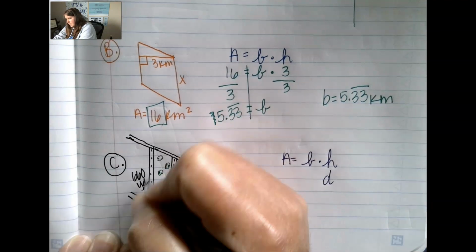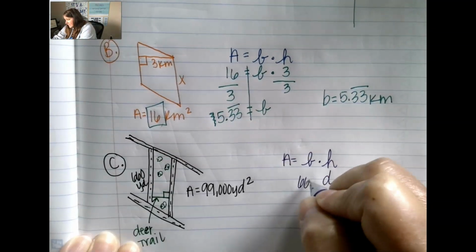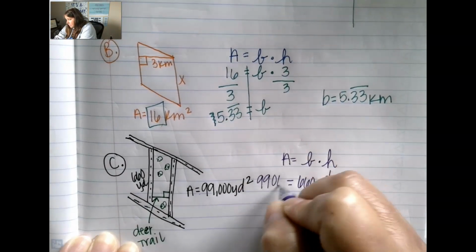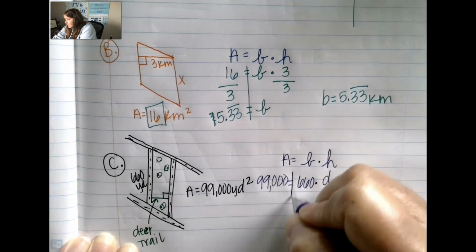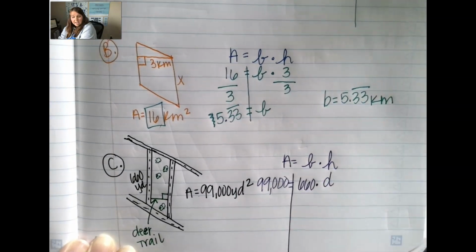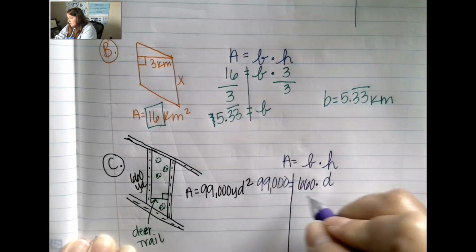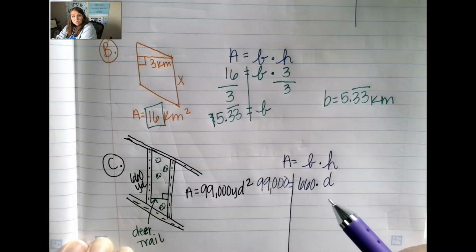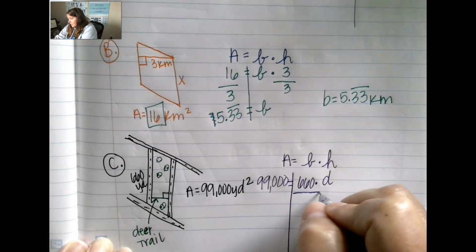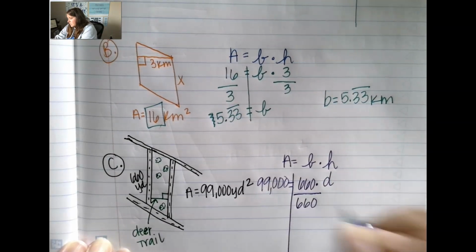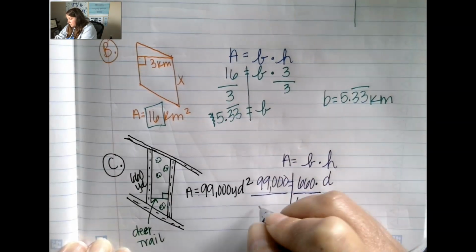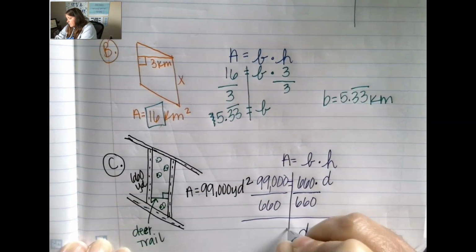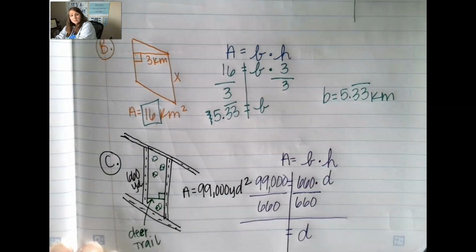We know that then the base is going to be 660. And the area they tell us is 99,000. Again, we're going to solve this the exact same way. We're going to isolate that variable by using the opposite operation. Right now, it's multiplying. So to undo multiplication, we need to use, you are right, division. So we're going to divide by 660. This leaves us the length of the deer trail once we solve this.